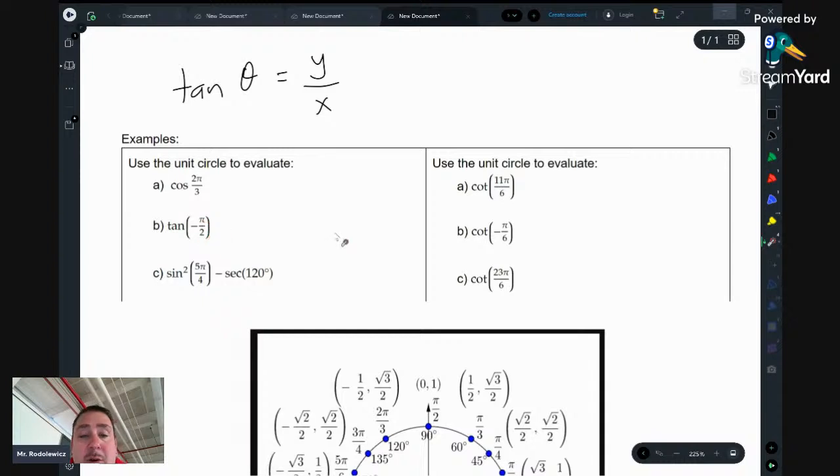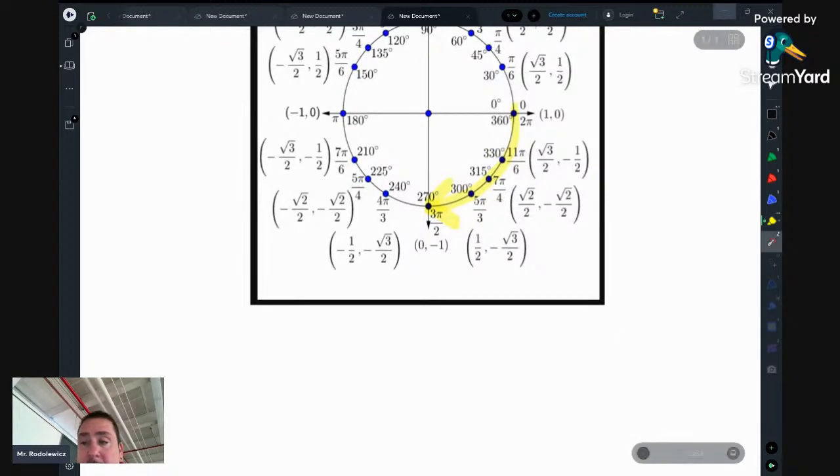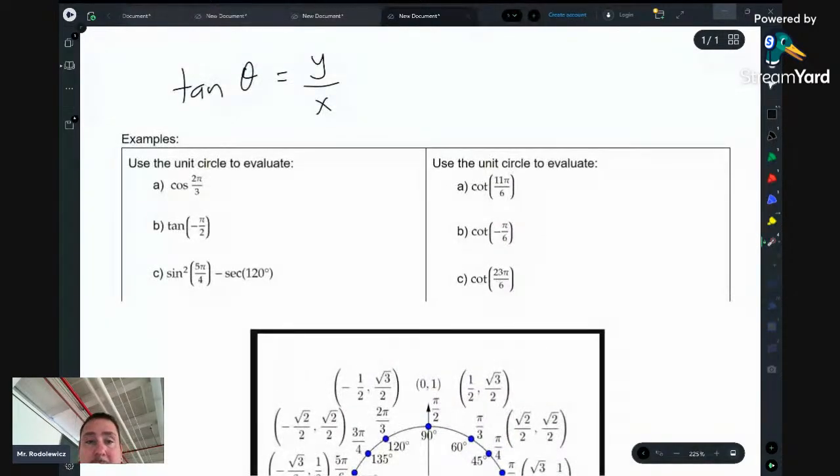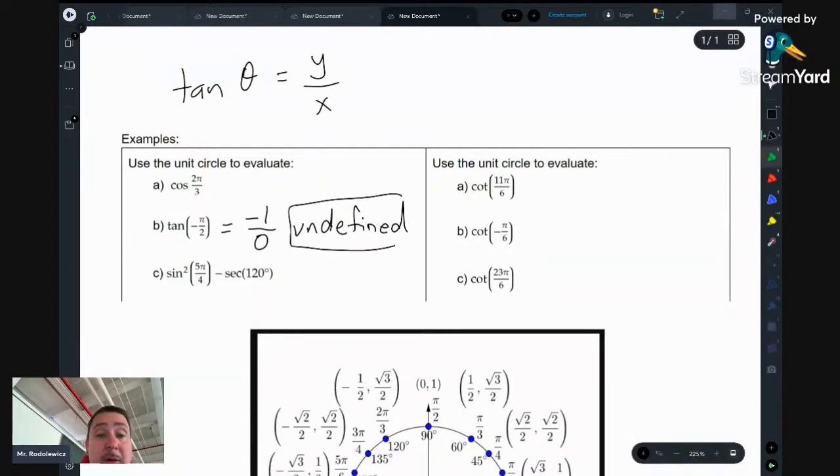Where? Negative pi over 2. Again, with more practice, this is pi over 2, a 90-degree angle. But we want negative pi over 2, so we just have to remind ourselves to rotate 90 degrees clockwise, negative 90 degrees, also called negative pi over 2. So here we are, and now take your y coordinate, negative 1, take your x coordinate, 0, build your ratio. This is negative 1 stacked on 0, which we know is undefined. The end.